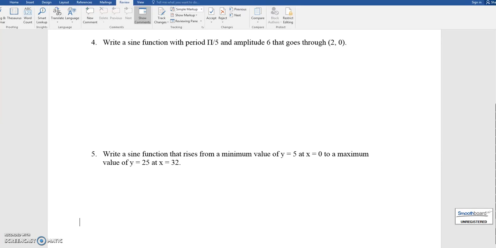Okay, we'll wrap up the mathy application problems here, looking at two maybe slightly more difficult examples. First one says, write a sine function that has a period of pi over 5 and an amplitude of 6, and it goes through the point (2, 0). So you look at this, and I think initially it sounds really difficult, but they tell you several things right away.